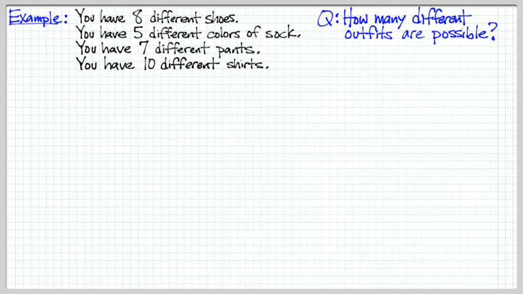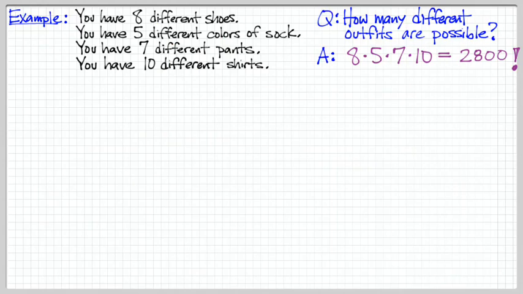Okay, so here's a little bit more complicated example where we have 8 different shoes, 5 different colors of socks, 7 different pants, and 10 different shirts. How many different outfits are possible if I just select different kinds of shoes and whatnot? So I could start with 8 different shoes. I multiply that times 5, multiply that times 7, multiply that times 10, and I get 2,800 different kinds of outfits that are possible.